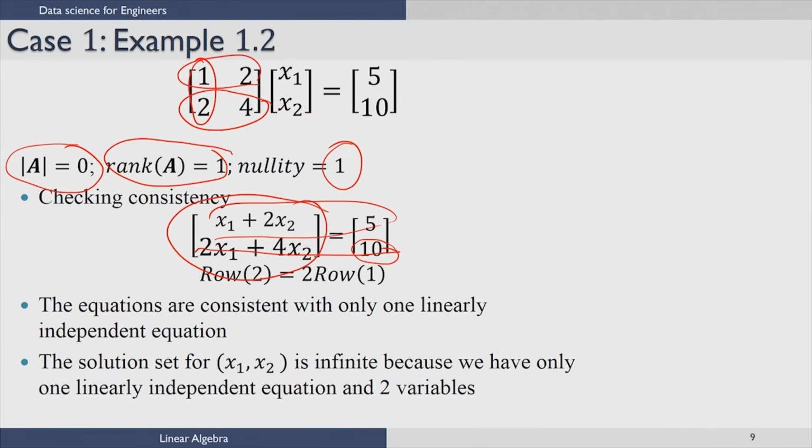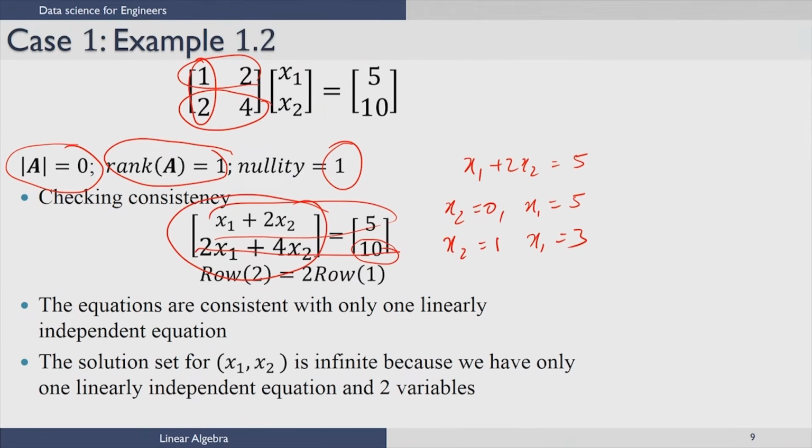But now, notice that I have one equation in two variables. That basically tells me I have one free variable. So, for example, if I take this equation x1 plus 2x2 equals 5, if I set x2 equals 0, I get x1 equals 5. If I set x2 equals 1, I get x1 equal to 3 and so on.